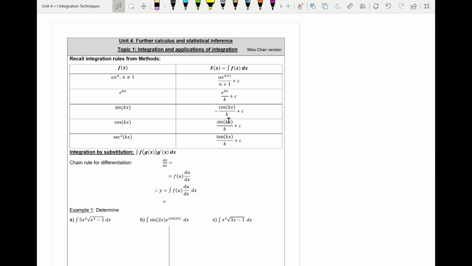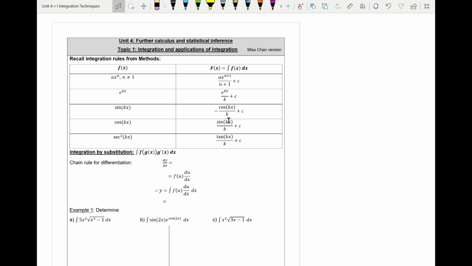So for ax to the n, we have ax to the n plus 1 over n plus 1, and then of course our constant of integration. As when we differentiate a curve, we don't know what its vertical shift is. We have to accommodate for that when we anti-differentiate or integrate it. So we add that c to accommodate for the fact that we don't know where it is in the y direction. We just know what its slope is.